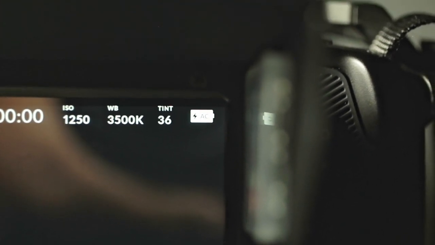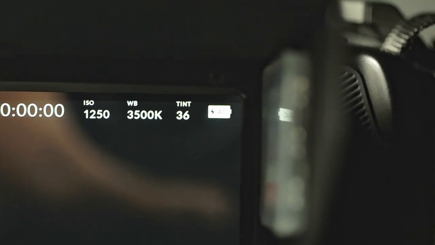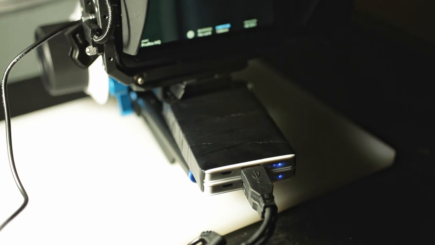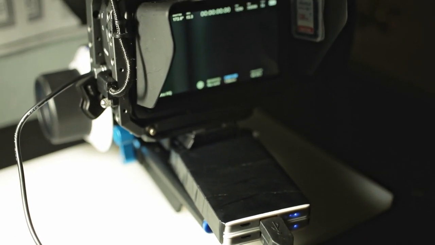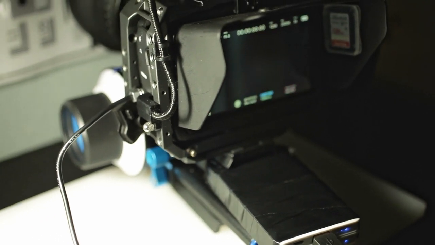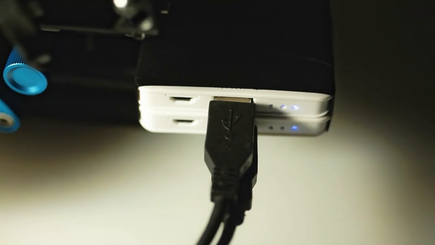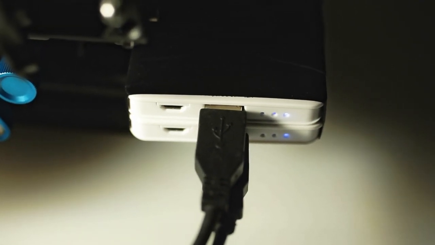And the screen is gonna say, boom, camera in AC mode. That is gonna indicate to you that the power banks are powering the camera. And that's pretty much it. I mean, this gives you about 2 to 3 hours of battery life with 7200 milliamps.